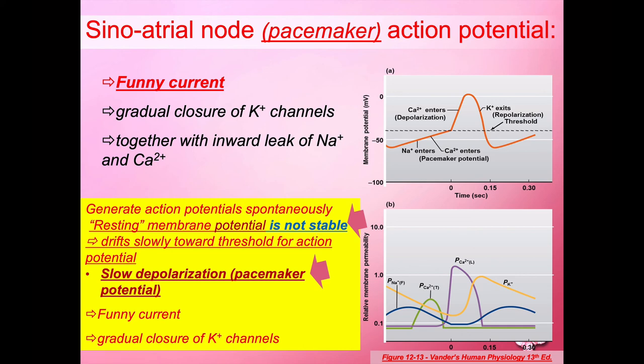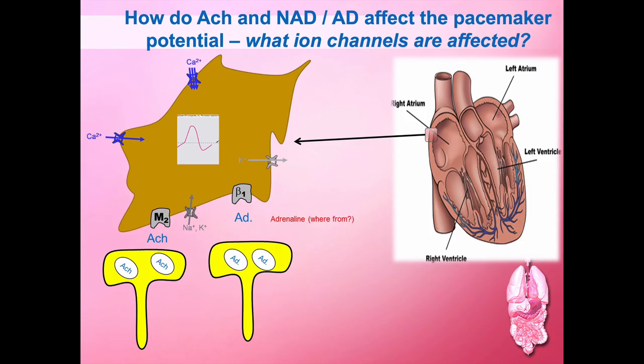If you see, this is how acetylcholine and noradrenaline affect the pacemaker potential. What ion channels are affected? This is what you will study in the abnormal ECG.